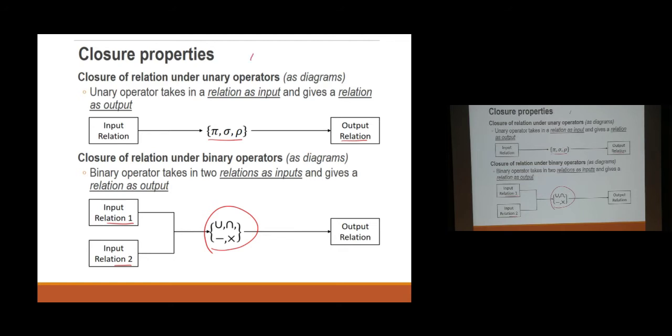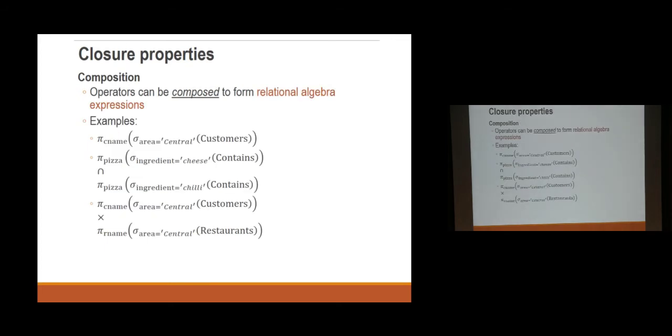You have pi of something on sigma of something. You can do this because this produces relations that can be used by this. Okay? So that's what it means by closed under this operation. And that means that we can chain. The advantage of chaining is that we can compose relational algebra to form what we call relational algebra expressions. Okay, but this one can be complex.